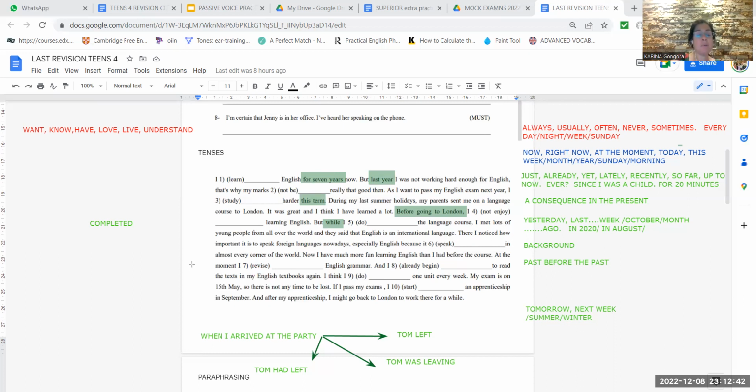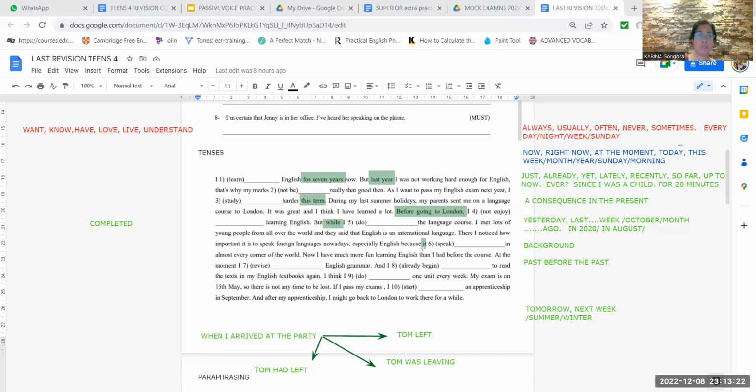There, I noticed how important it is to speak foreign languages nowadays, especially English, because in almost every corner of the world. Acá tengo que prestar mucha atención. Este it se refiere a English. Entonces, yo puedo decir que el inglés habla o digo que el inglés se habla. Este it es un object. People speak English.